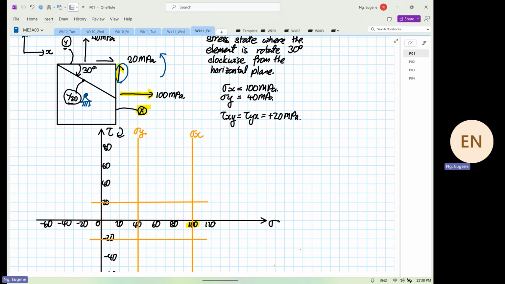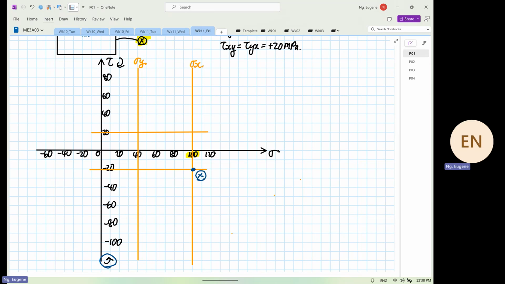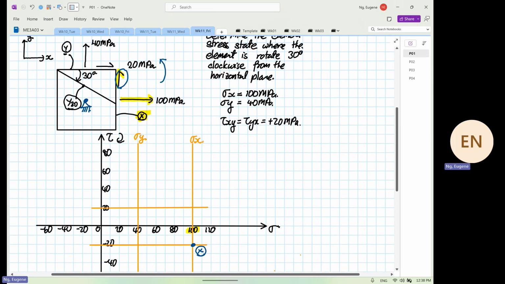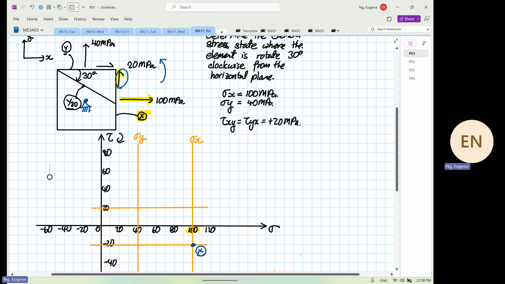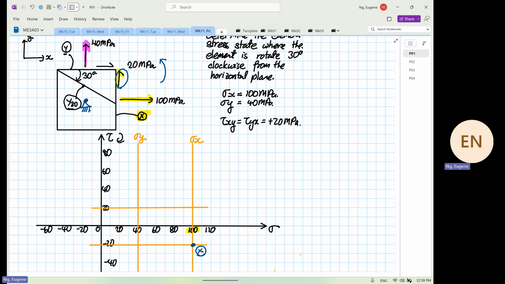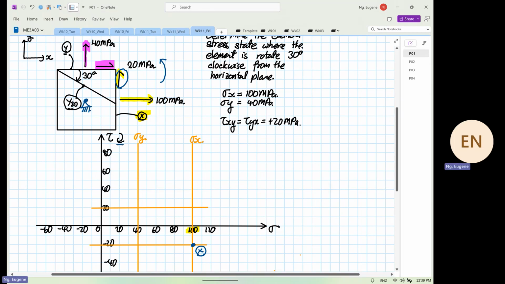Clockwise or anti-clockwise? Counterclockwise. So this is counterclockwise, so this is our point X. Now we draw attention to point Y. At point Y, we are dealing with the 40 megapascal. And this pink that I just highlighted at point Y will induce a rotation of the element clockwise or anti-clockwise? Clockwise, right? So that's why clockwise, this is our point Y.